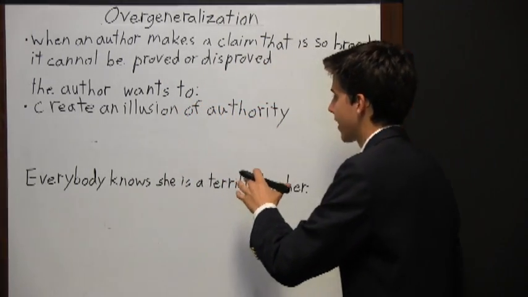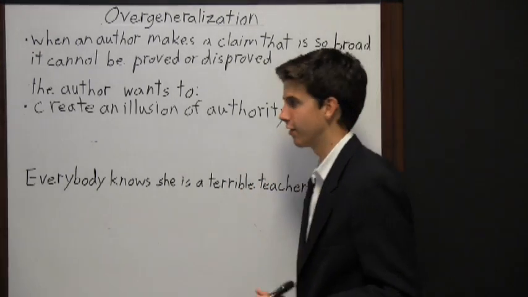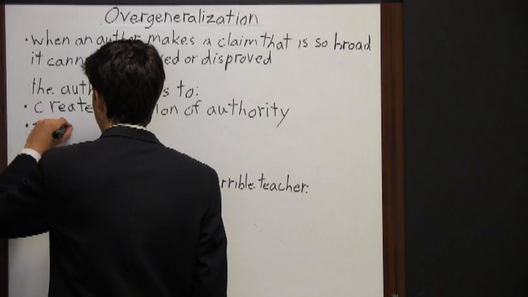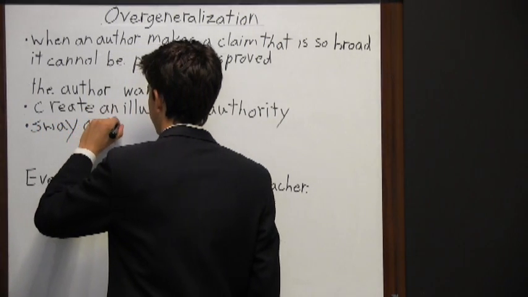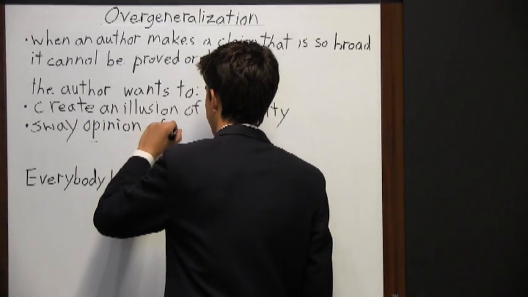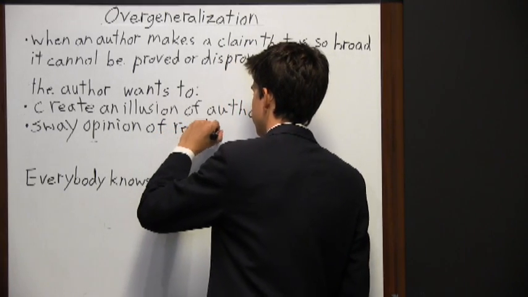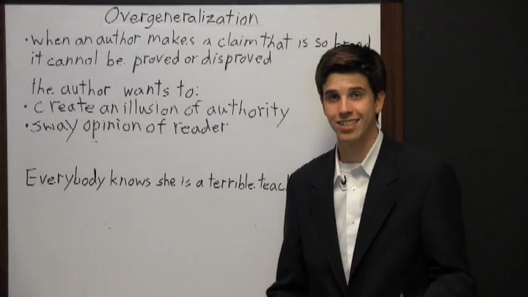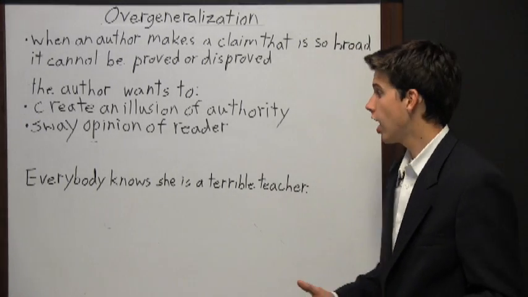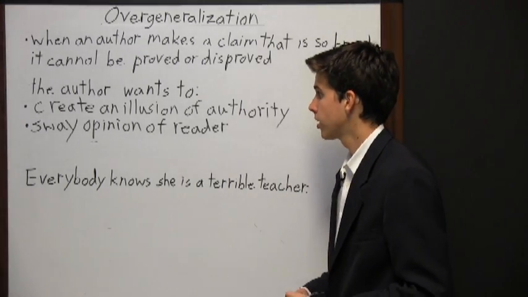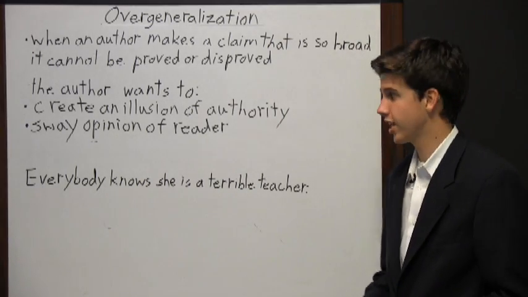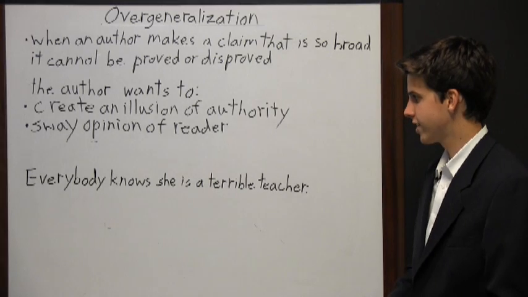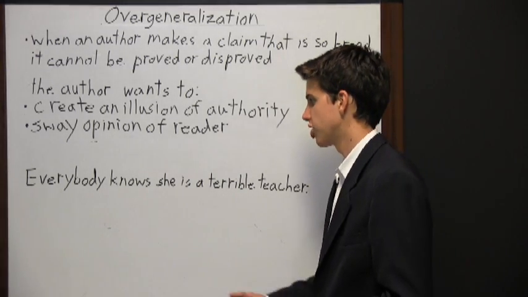So the author may want to make it look like they have authority when in fact they do not. The second possible motive is to sway the opinion of the reader. Usually, this would be accomplished by using sensational language. And so if the author was writing a persuasive essay, he may employ the use of overgeneralization to sway the opinion of the reader. Now, take a look at this example right here of overgeneralization.